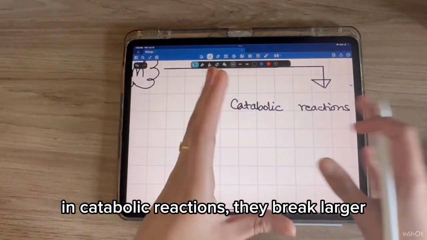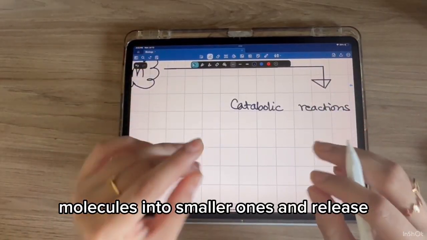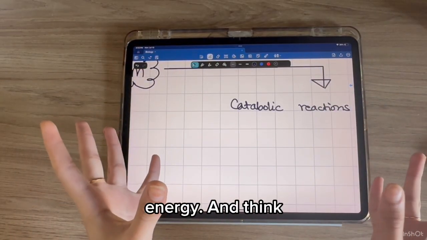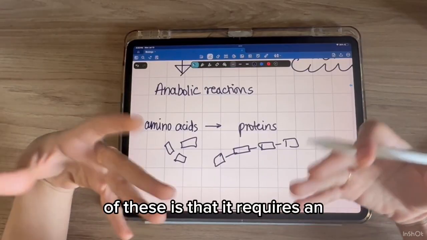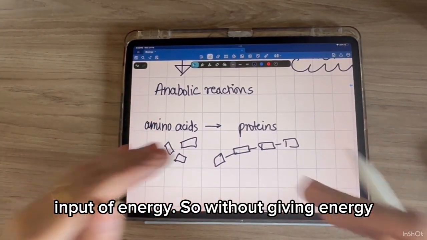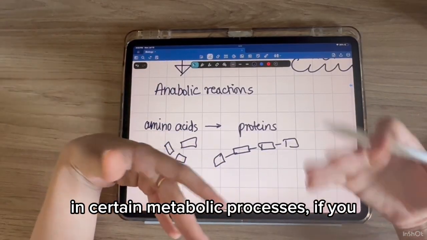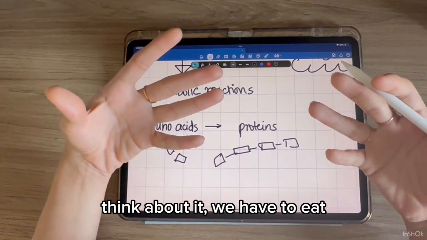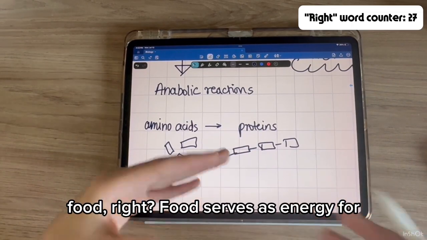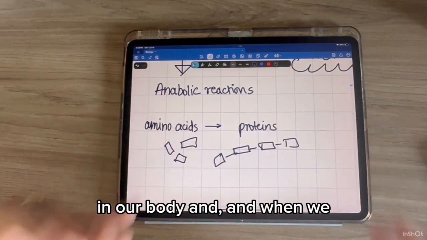Now, in catabolic reactions, they break larger molecules into smaller ones and release energy. Okay? And the thing with these is that it requires an input of energy. So without giving energy inside, nothing's happening. That's why in certain metabolic processes, if you think about it, we have to eat food, right? Food serves as energy for these metabolic processes in our body.